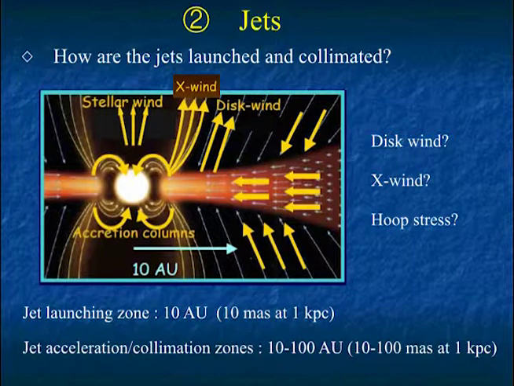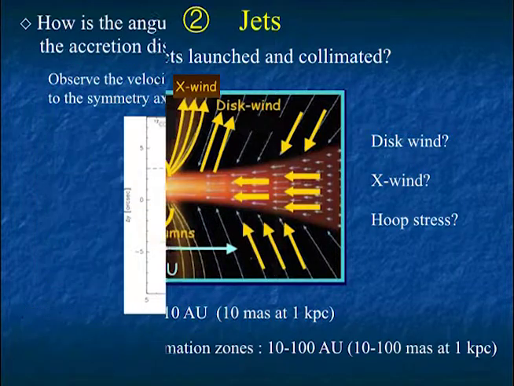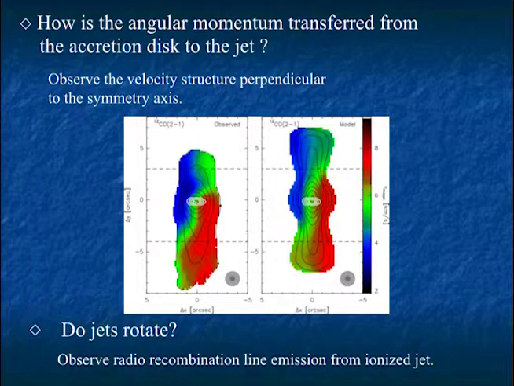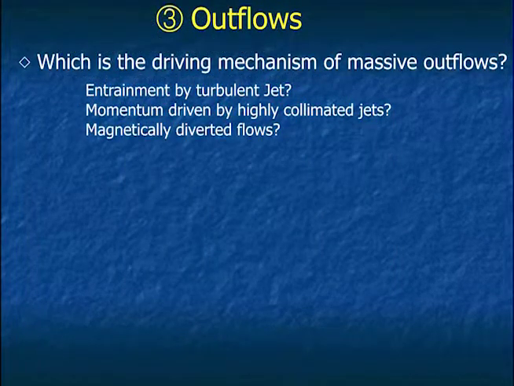So we need to do that, and we still do not know it, but of course, ALMA is coming online very soon, or has already come online. So how is the angular momentum transferred from the accretion disk to a jet? That's very important. So we have to observe the velocity structure perpendicular to the symmetry axis. Do jets rotate? This is also important. Do jets really carry angular momentum? Perhaps we can answer that by observing recombination line emission from ionized jets.